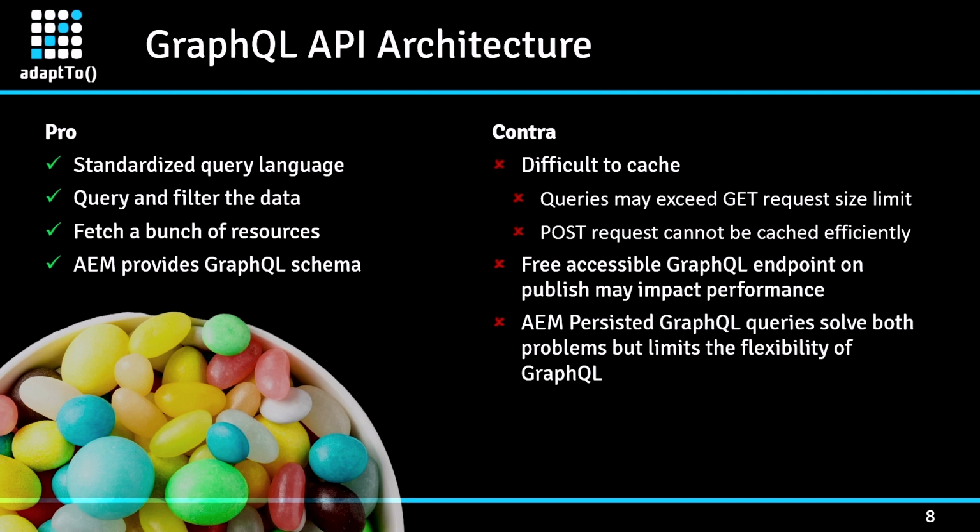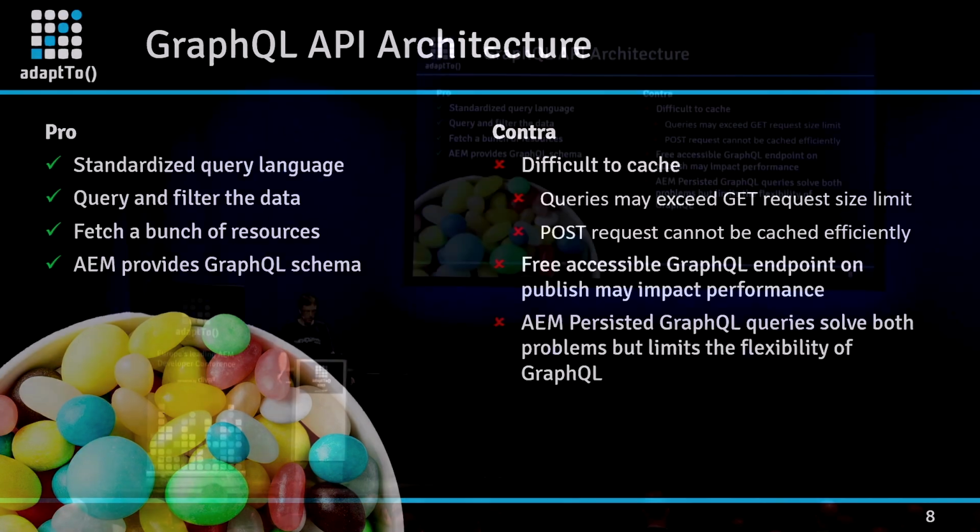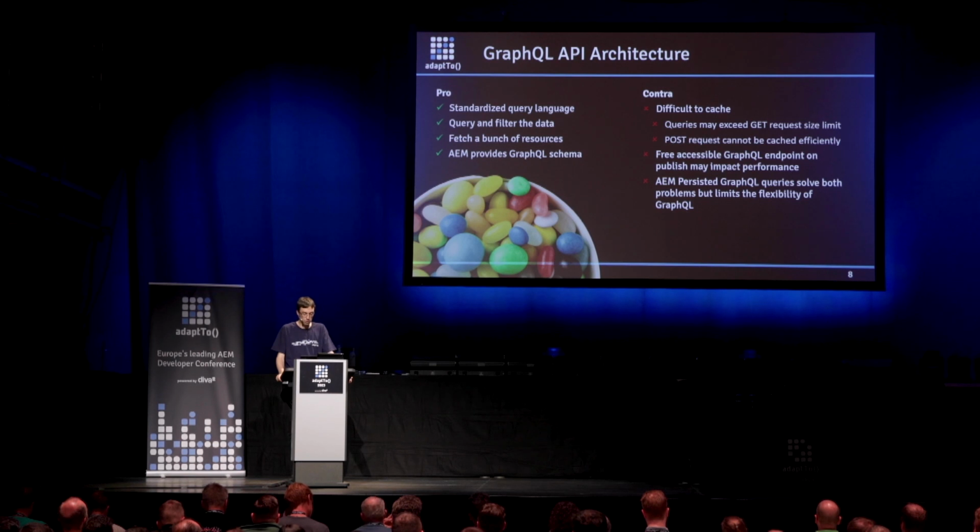Looking at the architecture, how you access your headless data in AEM, GraphQL is cool. It's a standardized query language. There's a lot of tooling and documentation available. It's very powerful what you can do with it. And Adobe enhanced it by providing a set of parameters and so on, where you can affect the rendering of images and asset references. So there's a lot of power in it. Yeah, you can query and filter the data. You can fetch a bunch of resources with one request and deliver them together. And, which is very nice, AEM provides an auto-generated GraphQL schema. And this is the base for the query.